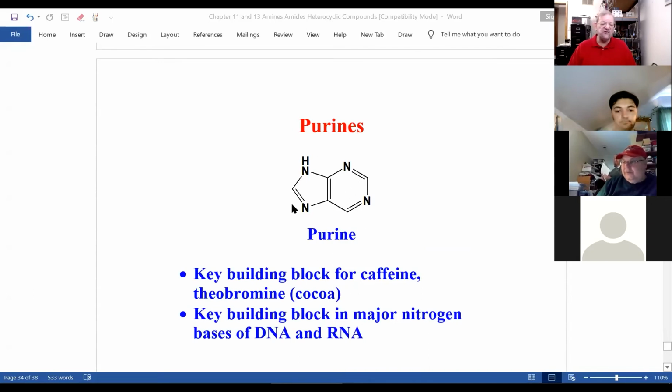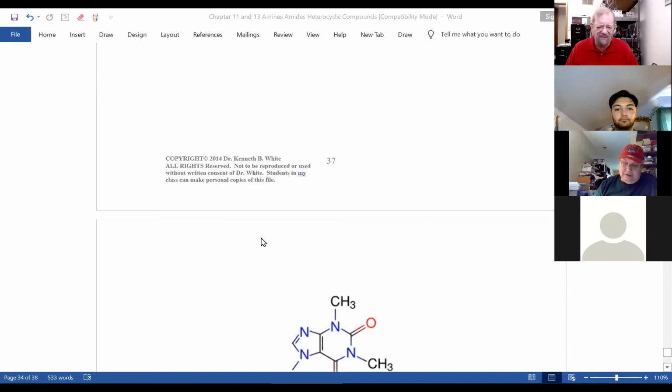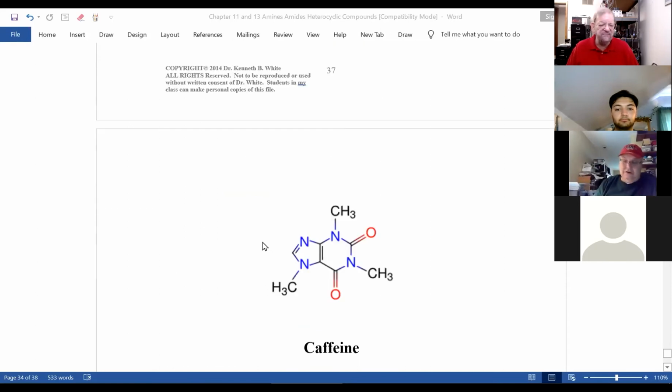Now, this is very complex, and you saw this, I believe, in folic acid. This is called a purine. How it got that name, I don't know. But it's a key building block in caffeine and theobromine, which is a major ingredient of cocoa, which is chocolate. And it's also used in DNA and RNA. Now, here I have caffeine.